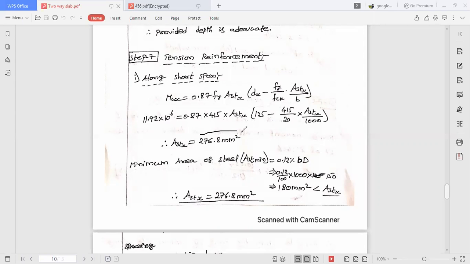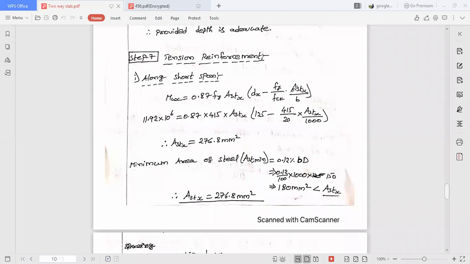Okay. Here understand one thing. This quantity of steel, whatever you got, 276 mm square, this area of steel is based on the moment calculated. If this moment increases, this value also increases. If moment reduces, this value also reduces. Okay, this value completely depends on the moment.